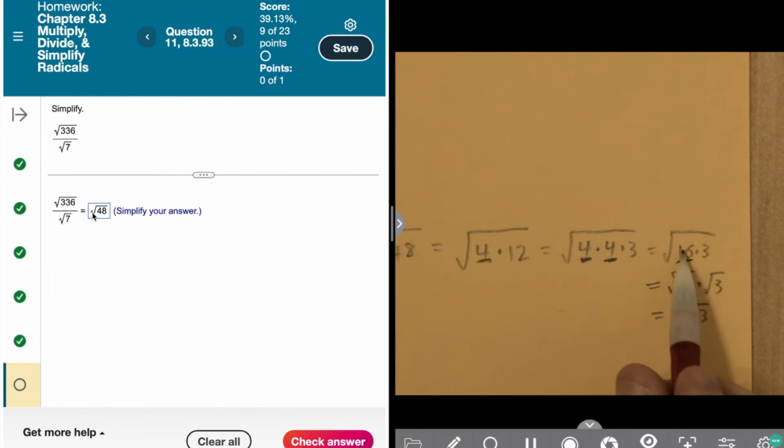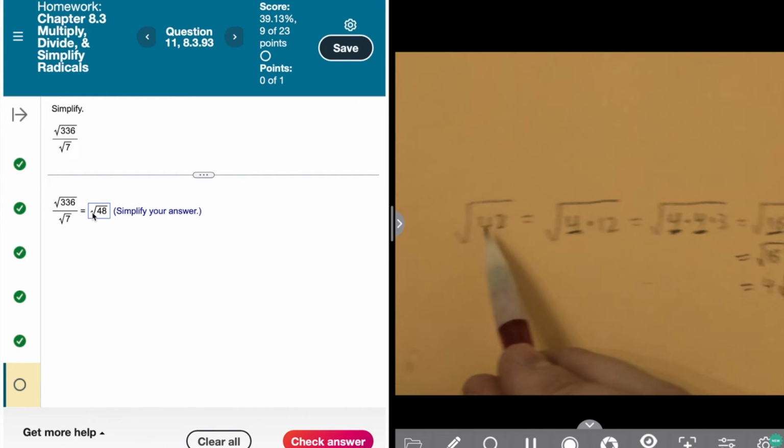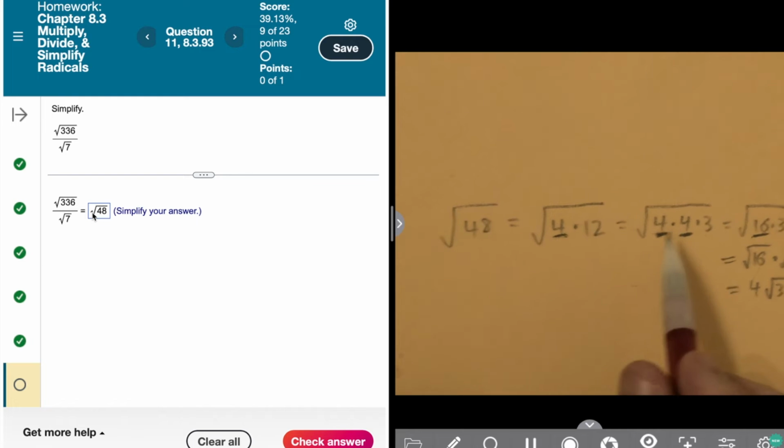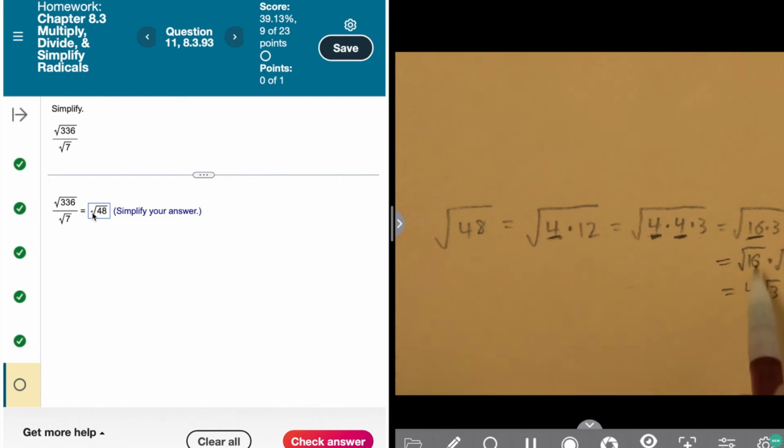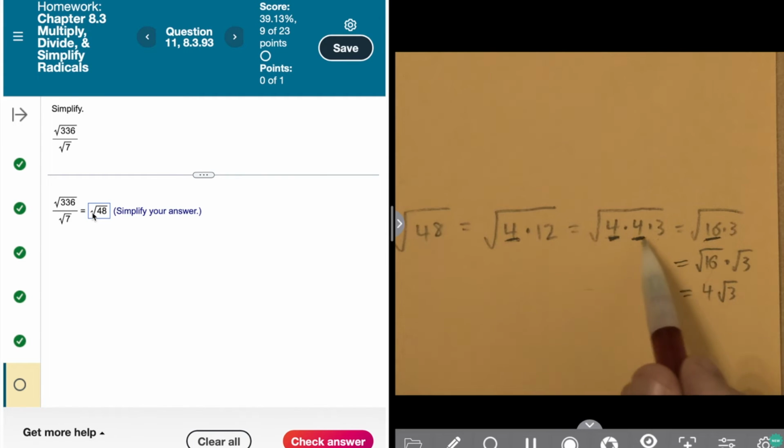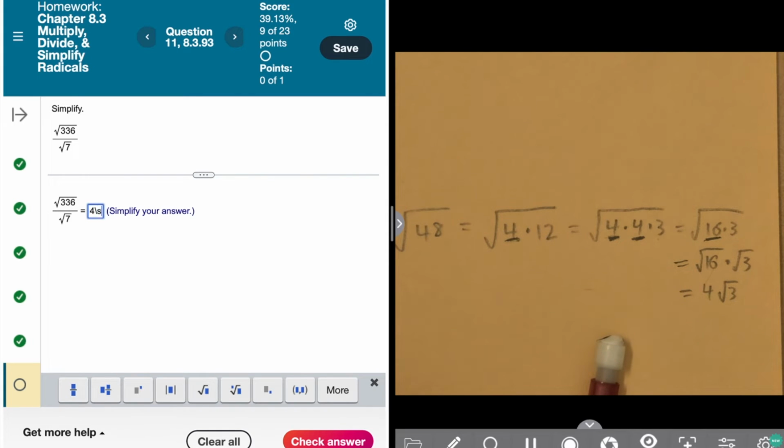So I always prefer to find the largest perfect square by maybe thinking small at first. You know, maybe you don't know that 16 times 3 is 48. So maybe you don't know that 16 is the largest perfect square. That's okay. You can start small, so to speak. You can find 4 and then see if anything else shows up. And then by multiplying all your small perfect squares together, you'll always get the largest in the end. So anyways, our answer is 4 square root 3.